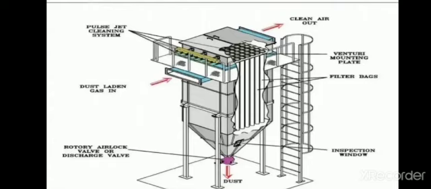Then see filter bags. These filter bags are placed in the venturi mounting plate. Then see the clean air outlet. The function of this clean air outlet is to release fresh air into the environment. The pulse jet cleaning system is here. The function of this pulse jet cleaning system is to receive dusty air.